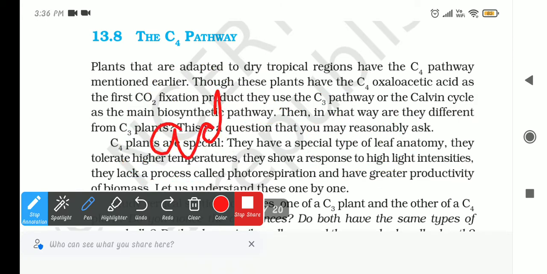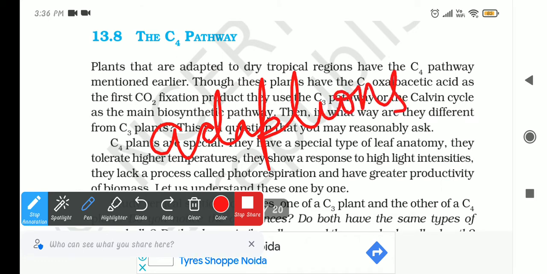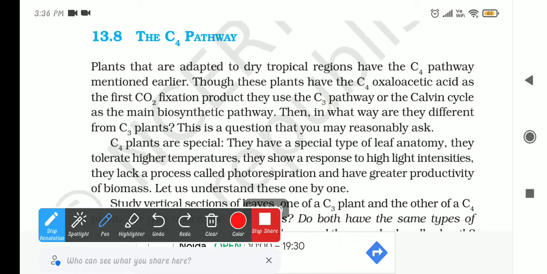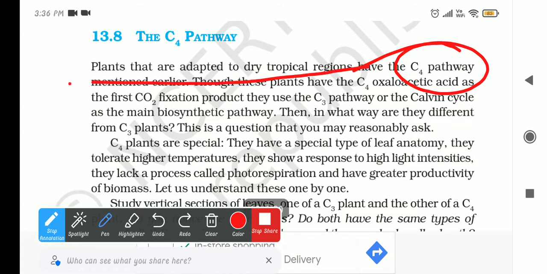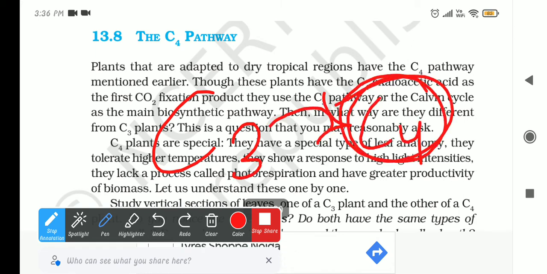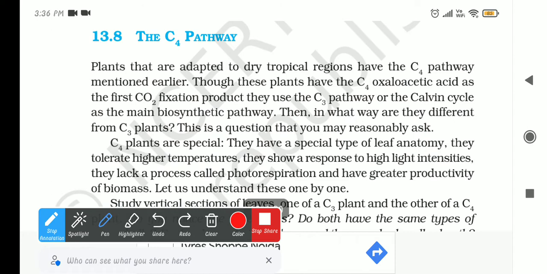Because of the adaptations, they have different pathways. According to the adaptation, this is differentiated. The plants that are adapted to dry tropical regions have the C4 pathway, and because of their adaptation only they are different from the C3 plants. These plants have C4 carboxylic acid as their first fixation product, and they use the C3 pathway, the Calvin cycle, as mentioned.